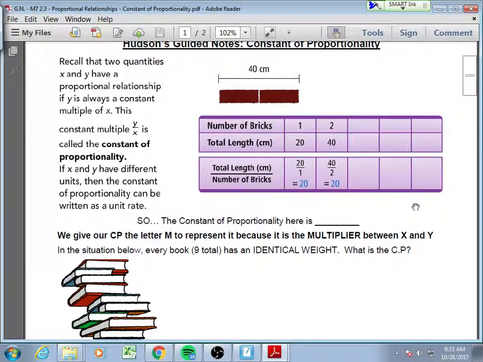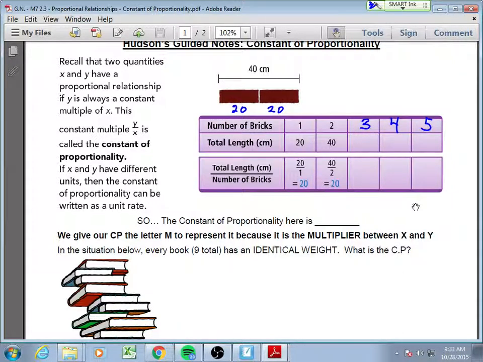Then we see that 2 bricks are 40 centimeters, because if each one's 20, we'd have 20 plus 20. I want you to finish filling out this table for the length of 3 bricks, 4 bricks, and 5 bricks. Then do all of your ratios down here and see what your constant of proportionality is. How do we find it?